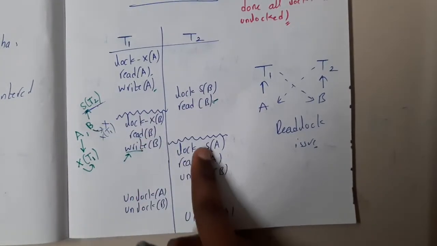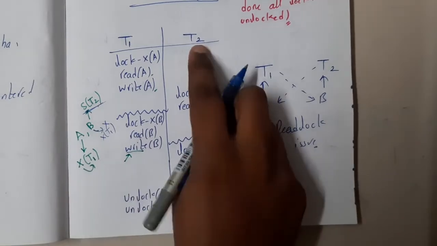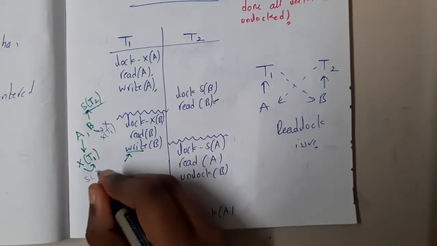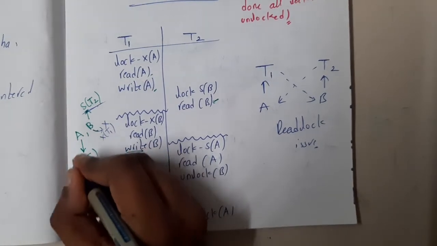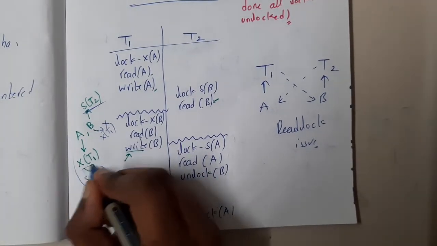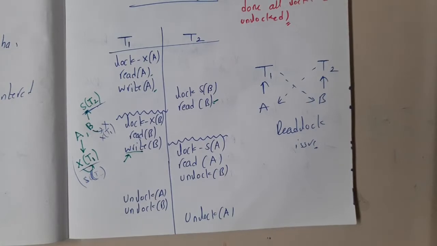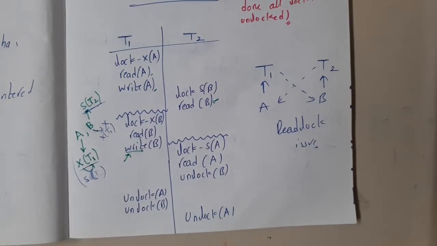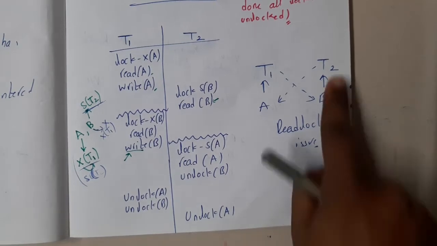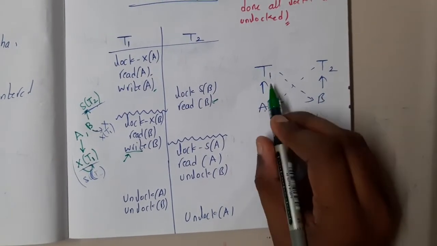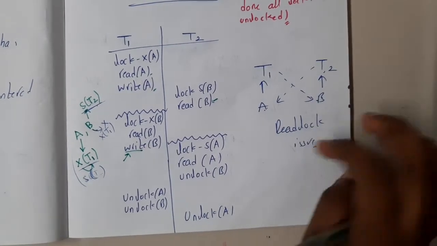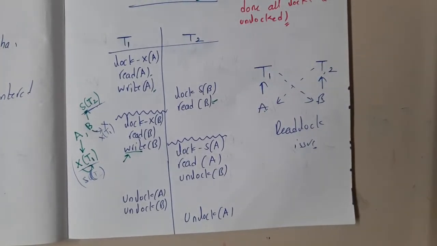Similarly, on the other hand, T2 wants a shared lock on this. Okay, so T2 wants a shared lock on this, but that is also not possible because it is already exclusively locked by T1. So indirectly, guys, one is depending on the other, but the other wants another thing, so that is nothing but deadlock. So T1 is having A, T2 is having B, but T1 wants B, T2 wants A. So indirectly it ended up being a deadlock, right?